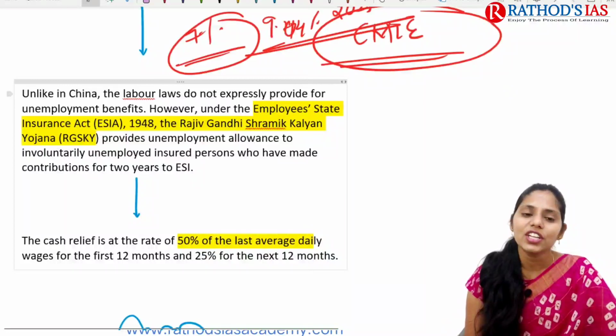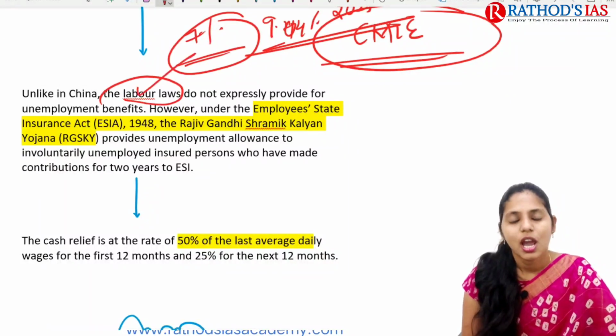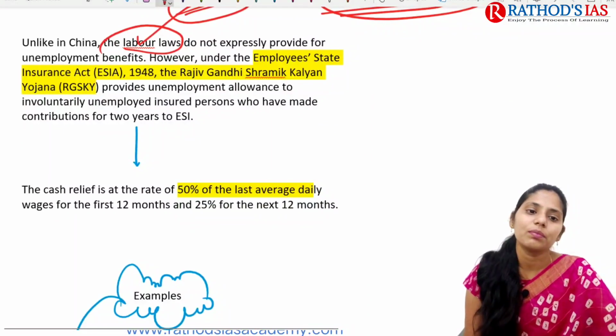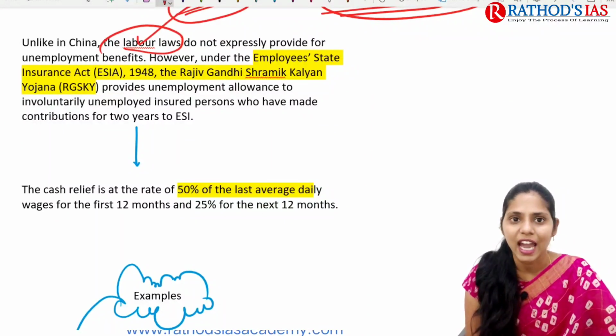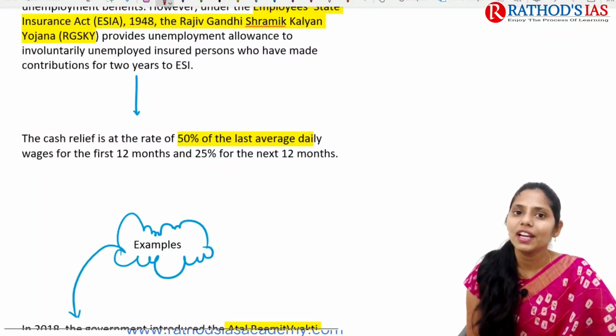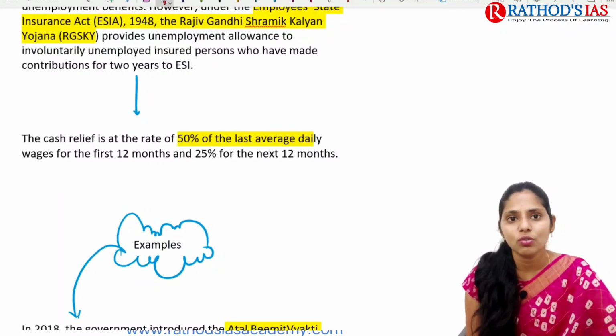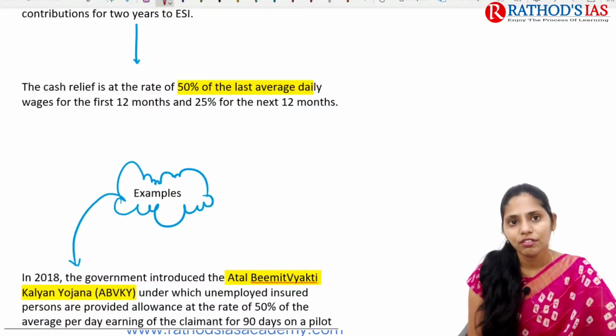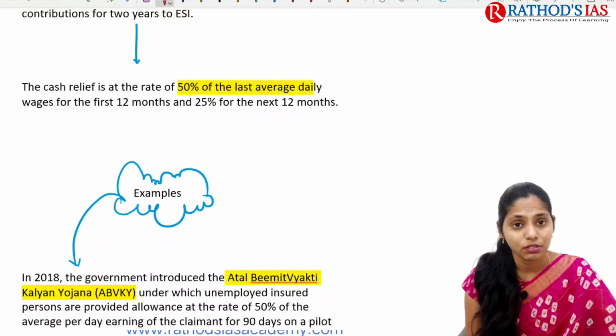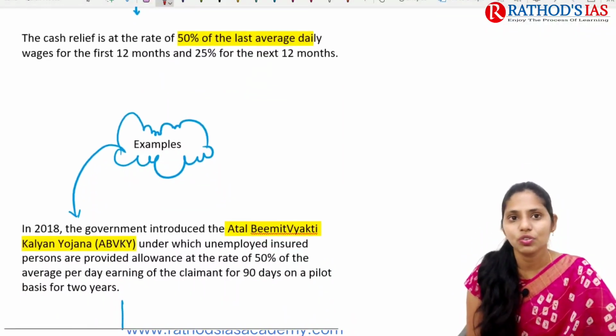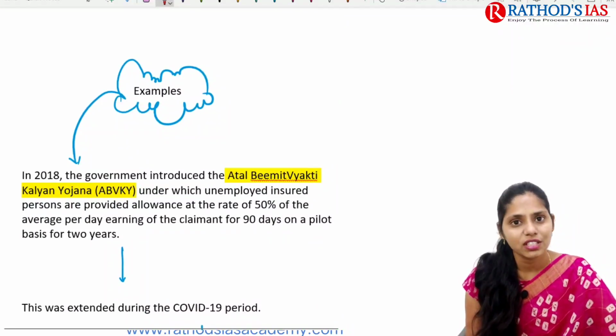Unlike China, in India also we have labor laws. But those labor laws are not expressly providing unemployment benefits for the people. Okay. So we have the Employee State Insurance Act, that is the ESI Act of 1948. We have the Rajiv Gandhi Shramik Kalyan Yojana. They mainly focus on providing unemployment allowances to involuntarily unemployed people. But if you're talking about cash relief, it is very, very less. That is 50% of the last average daily wages for the first 12 months, and it will be 25% for the next 12 months. So the unemployment allowance given is very, very low.